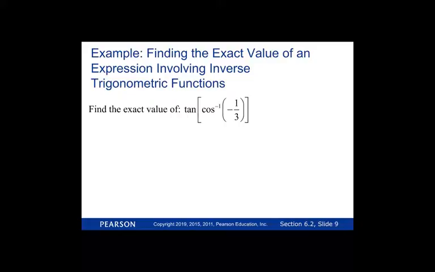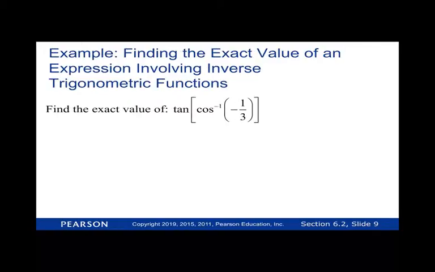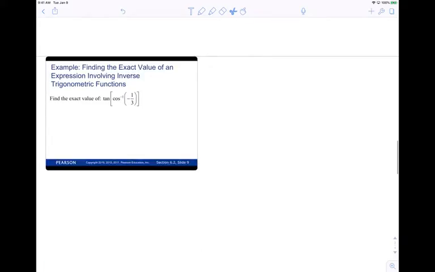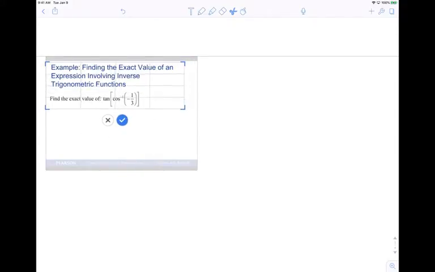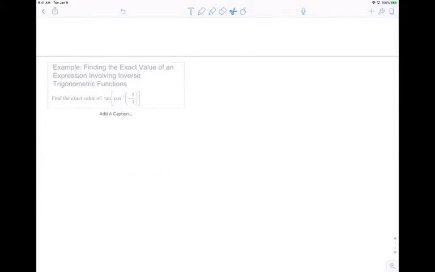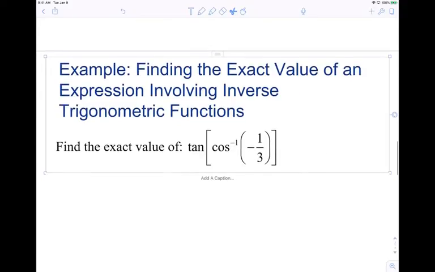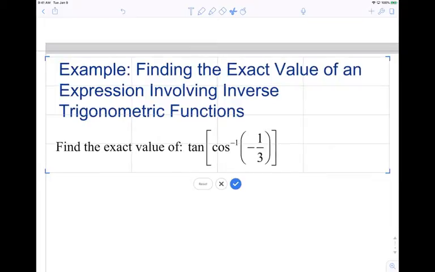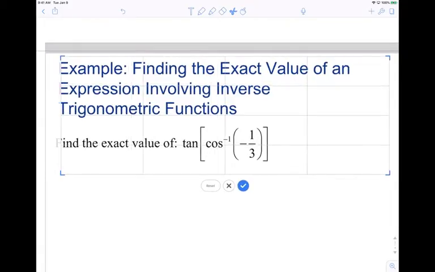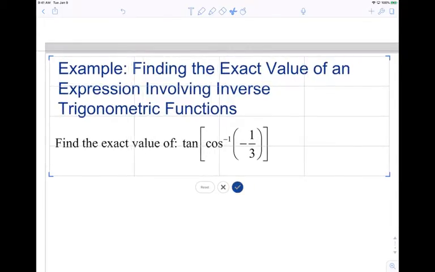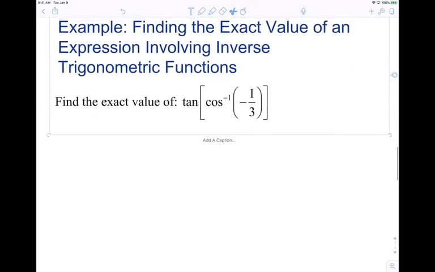Okay, so let's look here. There's that, and I'm just gonna crop. Okay. So now let's look at this one. Let's get our paper going.